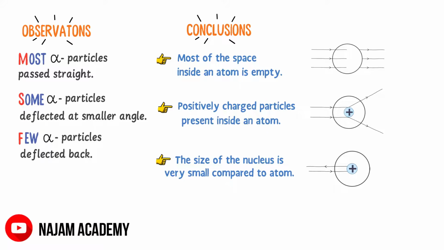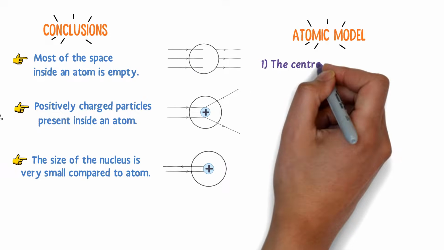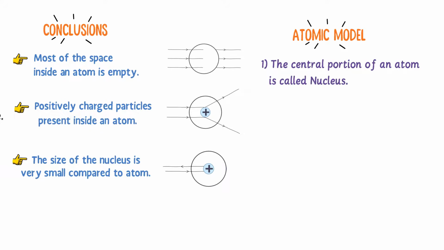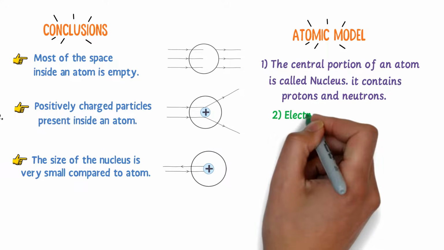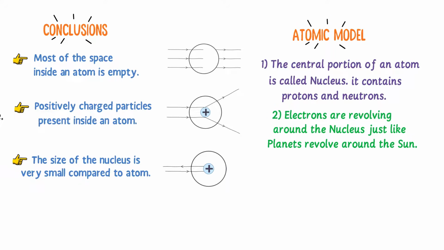So these were the three different conclusions of Rutherford. On the basis of these three conclusions, Rutherford presented his own atomic model. The central portion of an atom is called the nucleus. It contains protons and neutrons. Secondly, electrons are revolving with high speed around the nucleus, just like the planets revolve around the sun.